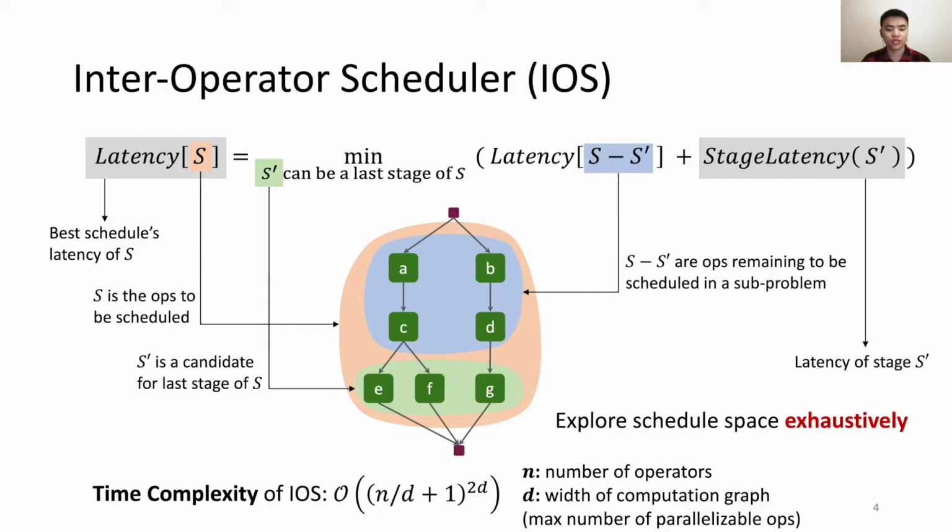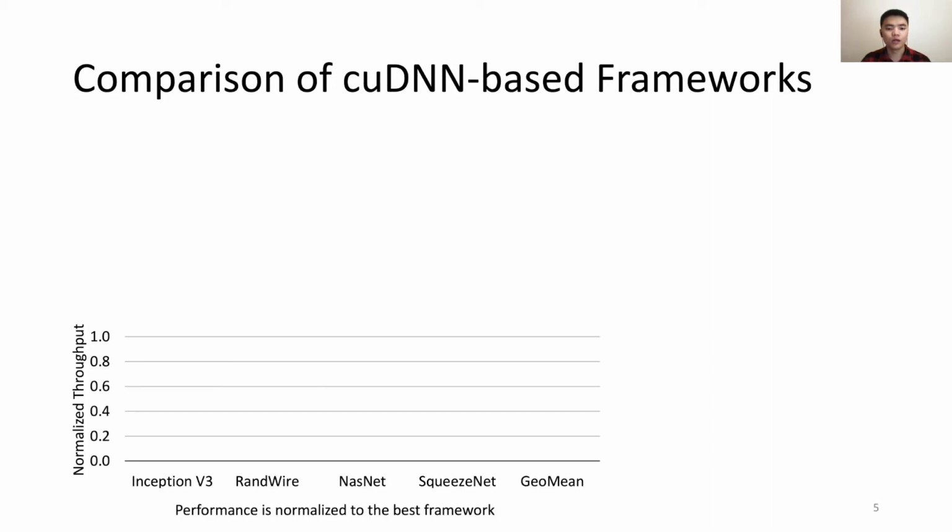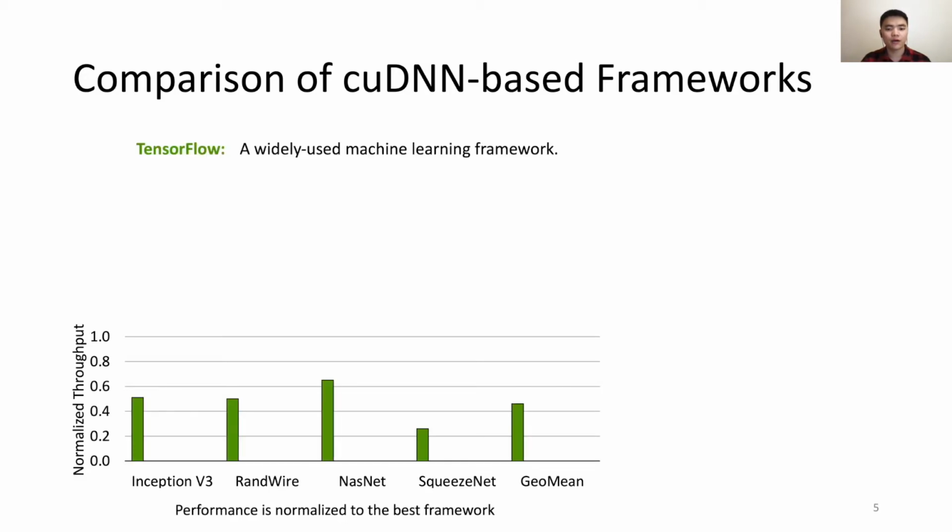Then let's have a look at the evaluation. We compare IOS with cuDNN-based frameworks. All performance is normalized to the best framework. We compare IOS with TensorFlow, a state-of-the-art deep learning framework, and TensorFlow XLA with compilation optimization.